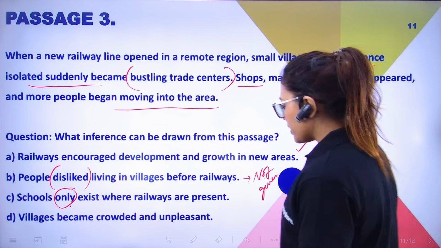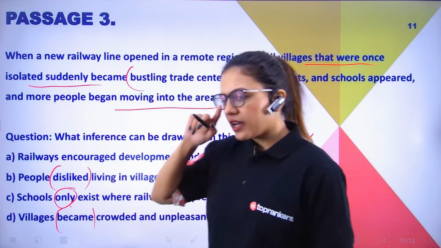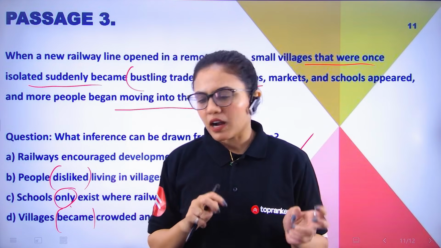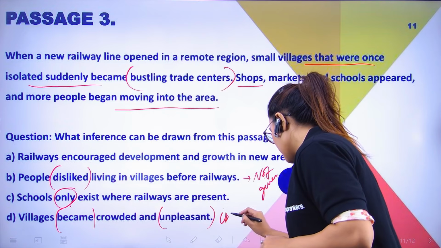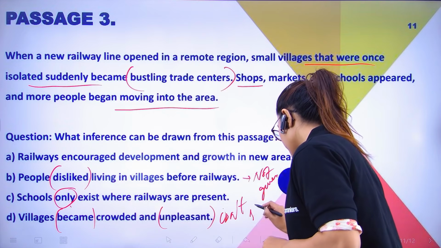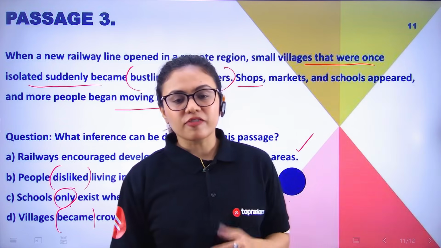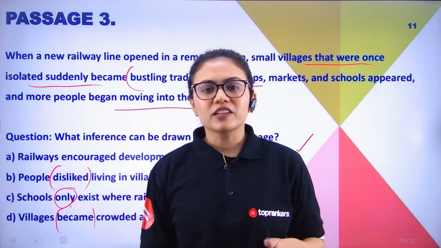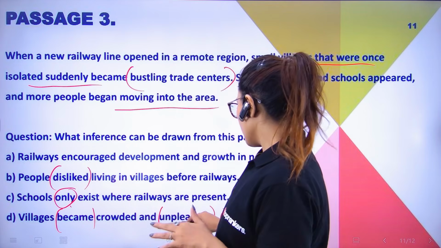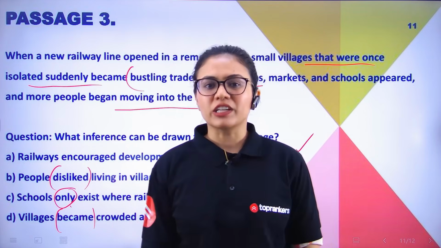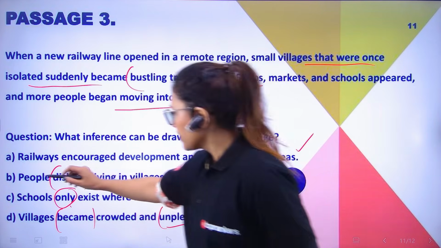Villages became crowded and unpleasant. So, although more people started moving into the area, the part where it became crowded and unpleasant is not stated. And how the people feel about it is not stated. Whether it has become more crowded, it hasn't really stated that it has also become unpleasant. Crowded तो ठीक है, फिर भी. So the correct answer is of course option A.